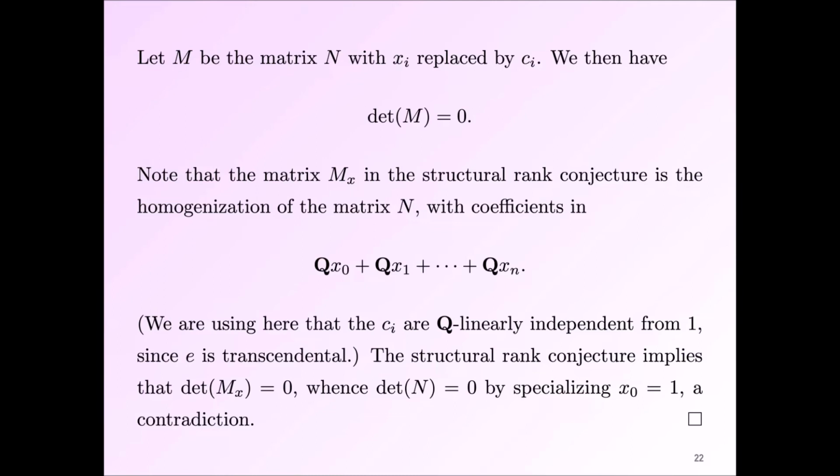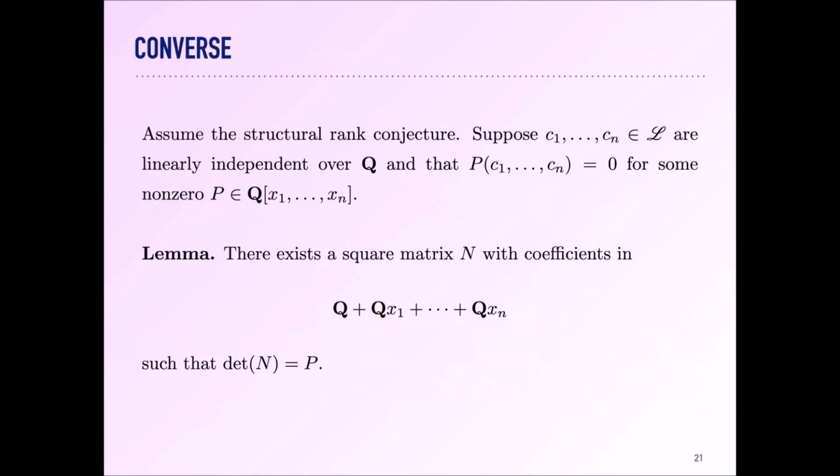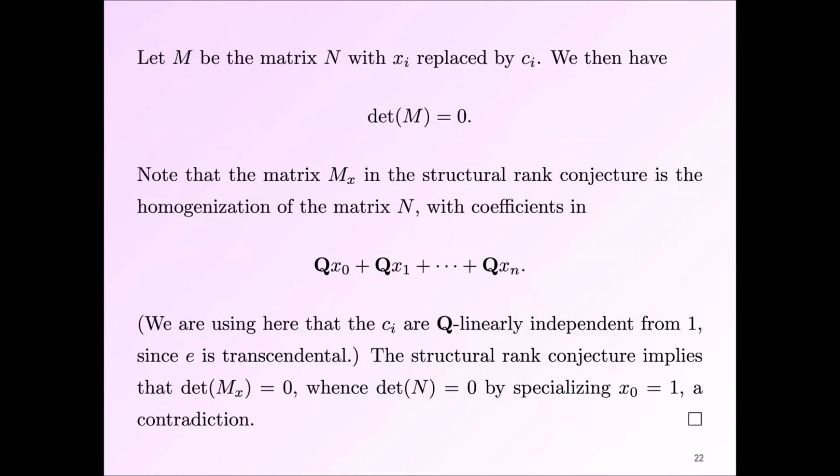Okay, so then I just specialize that x0 back to 1. If this is a polynomial of x1 through xn that's 0, then if I plug in x0 equals 1, it's still 0. And then plugging in x0 equals 1 gives me back my original matrix N. But the determinant of N was the polynomial P that I started with, that vanished at C1 through Cn, so it can't have been 0. So that's a contradiction. Okay, so this is pretty easy actually. This argument is just kind of a formal argument.